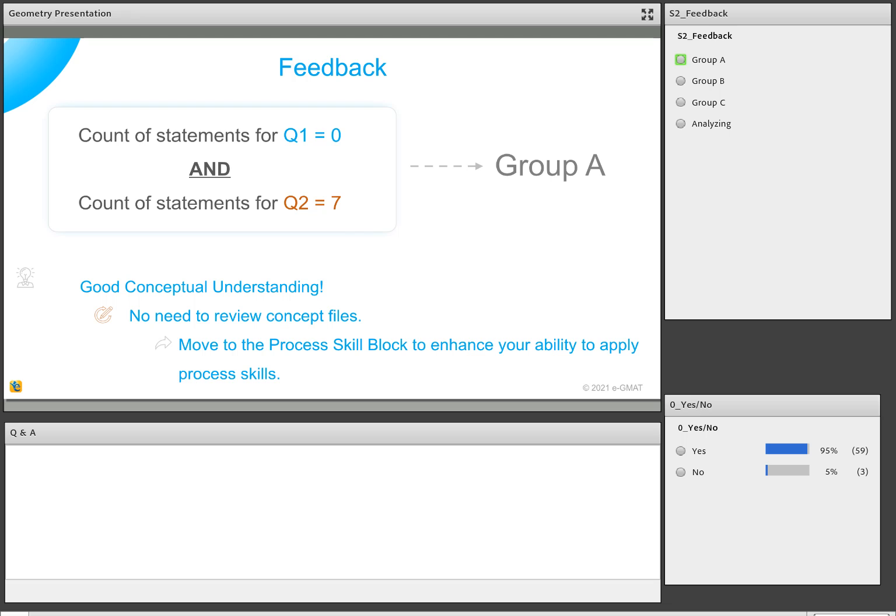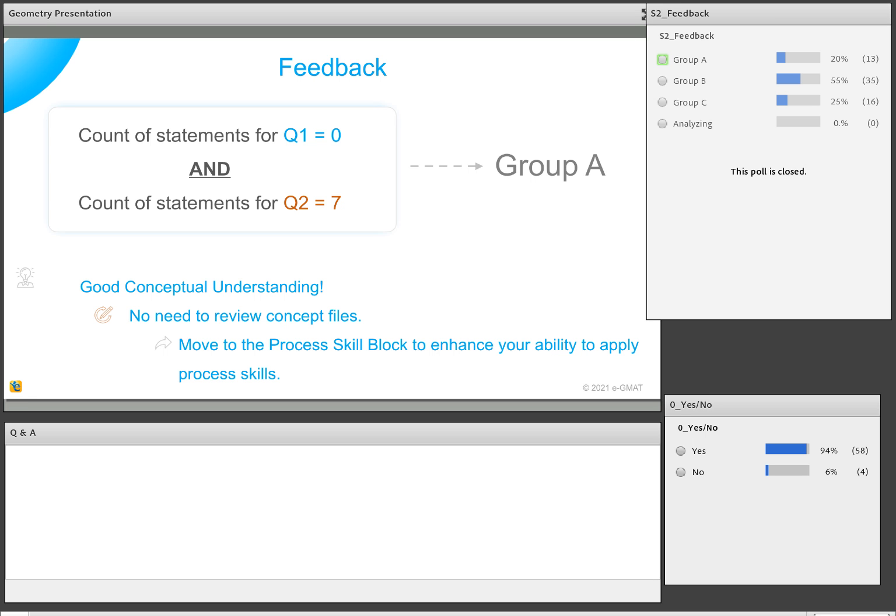All right, so now what does this mean? If you are in group A, then that means you have good conceptual understanding as far as the concepts of quadrilaterals are concerned, which means that when you go through the Quant 2.0 course, you will not need to go through the concept files. You can skip the concept files pertaining to quadrilaterals and move straight to the process scale files. Okay, so 13 of you over here who belong in group A, you have good conceptual understanding as it pertains to quadrilaterals. I want to be very specific there.